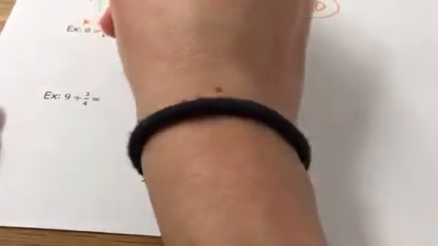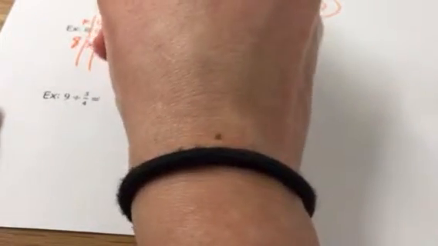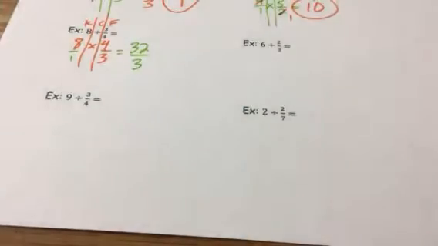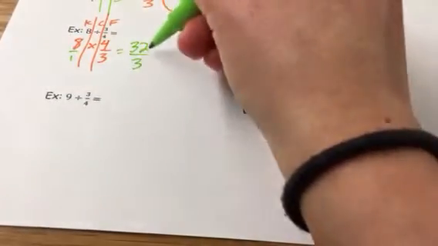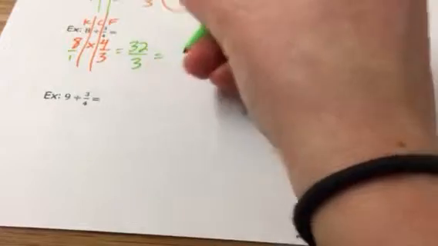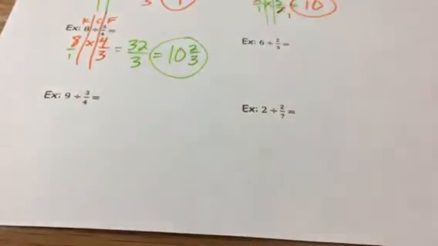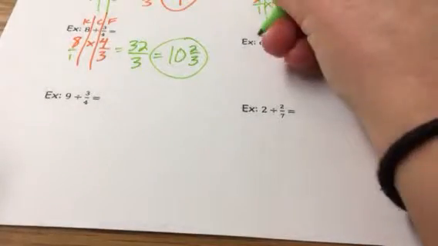So we're going to KCF. We're going to keep, change, flip. So this is going to be 8 times 4/3. Do not forget to flip. Put the 8 over 1, multiply straight across. We get 32/3. That's an improper fraction. You know how to deal with that. We turn it into a mixed number. 3 goes into 32, 10 whole times with 2 left over. And your answer is 10 2/3.